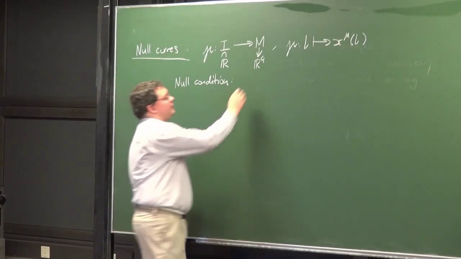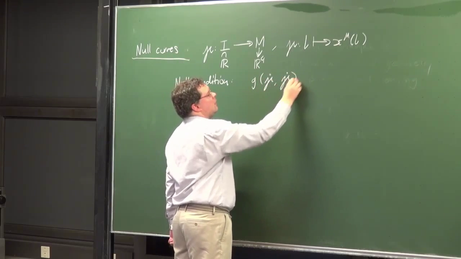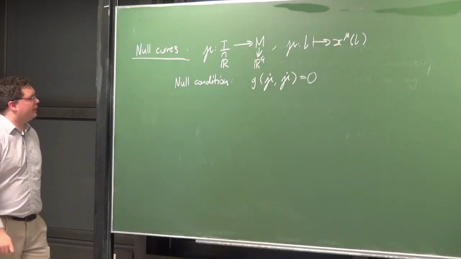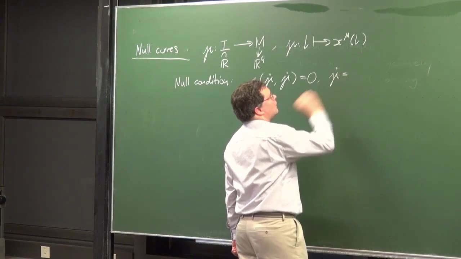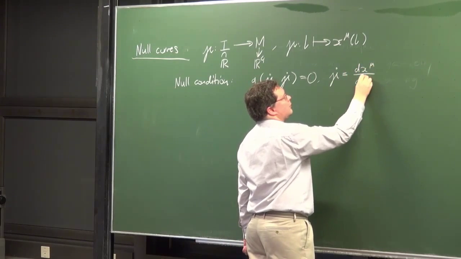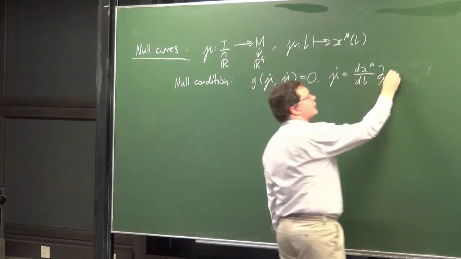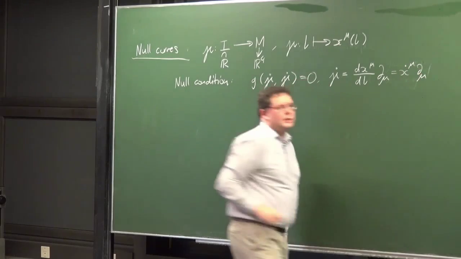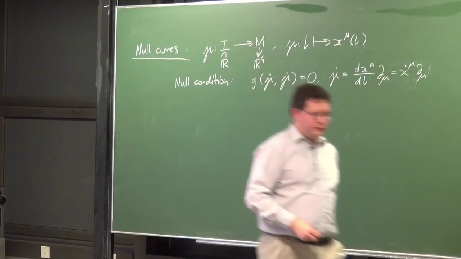And then the null condition is just to say that the tangent vector of the null curve has length 0 in our spacetime metric. And of course, as you know, we can write this as dx mu by dl d mu. And for short, I might sometimes just write x mu dot d mu, like this. Right? That's the tangent vector to our curve and the null condition.